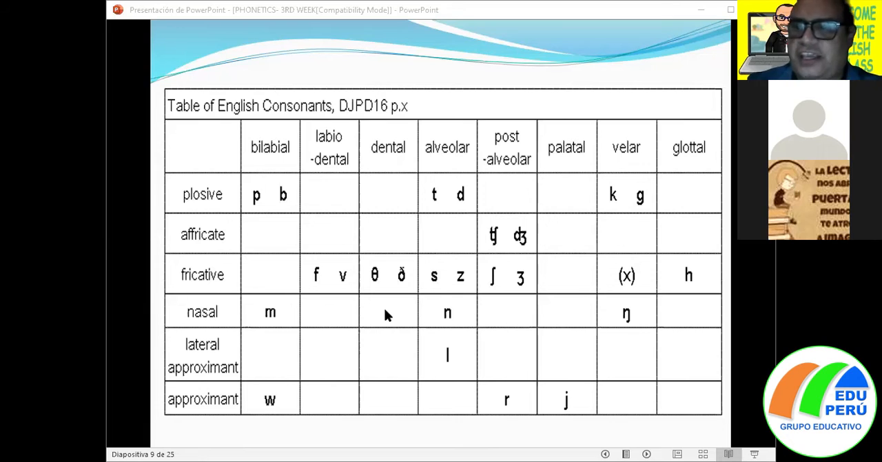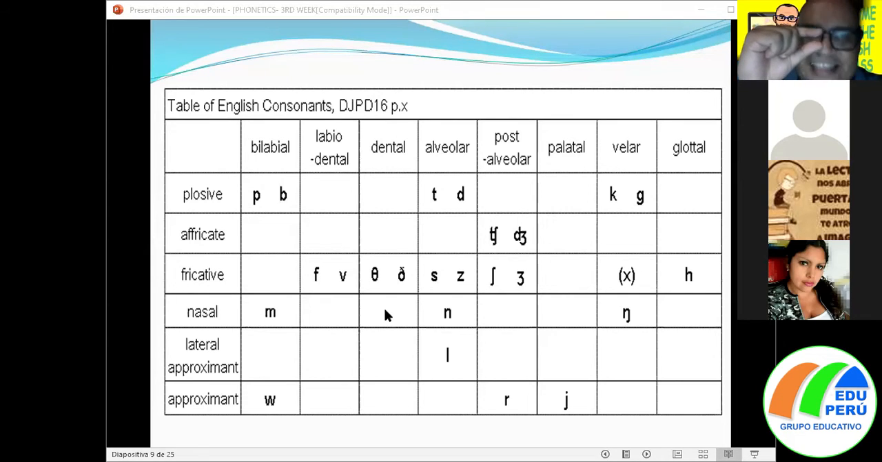So notice, again, remember, stop. What does it mean, stop? Can you tell me? What happens with the articulators when we talk about stop sounds? Touch. Yes, excellent. They touch each other. They touch. Stop. And then you release it.